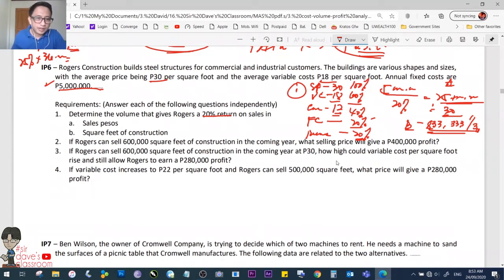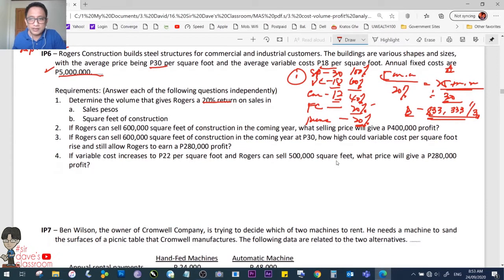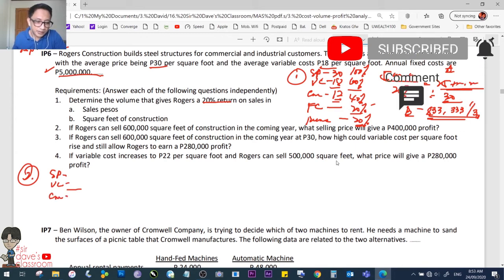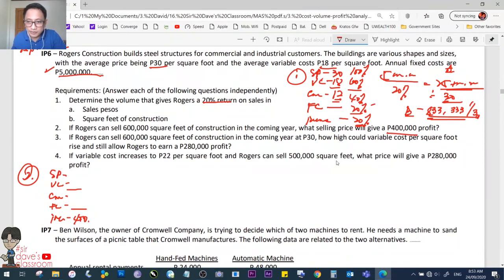Number 2, if Rogers can sell 600,000 square feet of construction in the coming year, what selling price will give a 400,000 peso profit? Di madali din lang. Parang wala na tayong hindi pa nagagawa na konsepto. So, this is just practice for you. Selling price, contribution margin, ilan ba sabi dito? Wala pa. Fixed cost, and then income. Income, 400,000 ang gusto. Tama ba? Yes, 400,000. Fixed cost is 5 million.